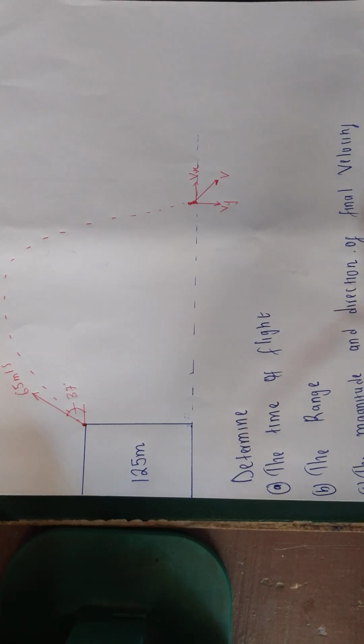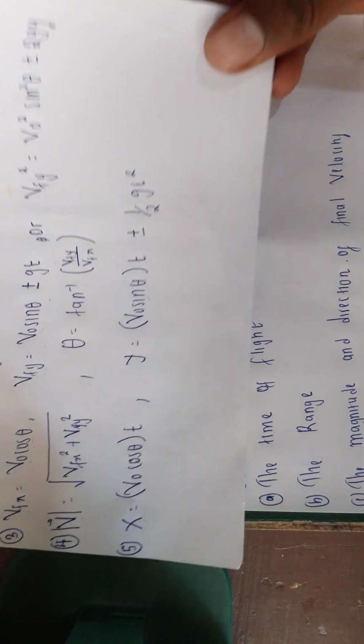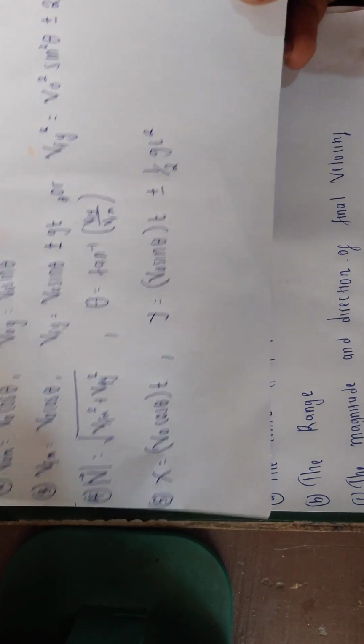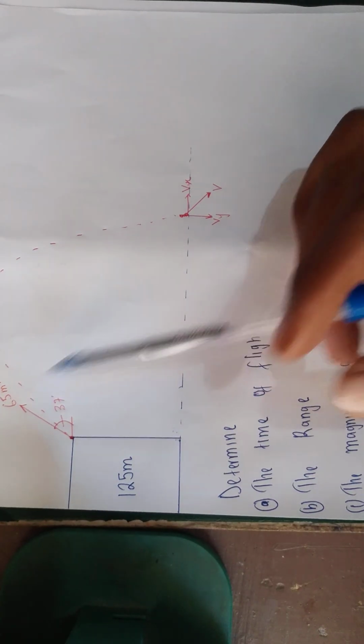So the first one is I want you to determine the time of flight. So how do you calculate the time of flight? We said you go back to the formulas here. So you check what have you been given. You have the height, you also have the initial velocity.